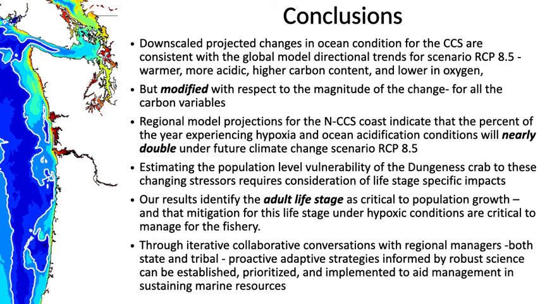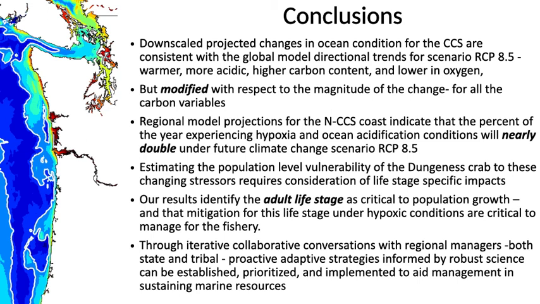We use these downscaled projections of ocean conditions for the California Current. They are consistent with the global model directional trends for scenario RCP 8.5 in that they are warmer, more acidic, higher in carbon content, and lower in oxygen, but they were modified with respect to the magnitude of the change for all of the carbon variables. The regional model projections for the Northern California Current indicate that the percent of the year experiencing hypoxia and ocean acidification conditions will nearly double under the future climate change scenario, RCP 8.5.